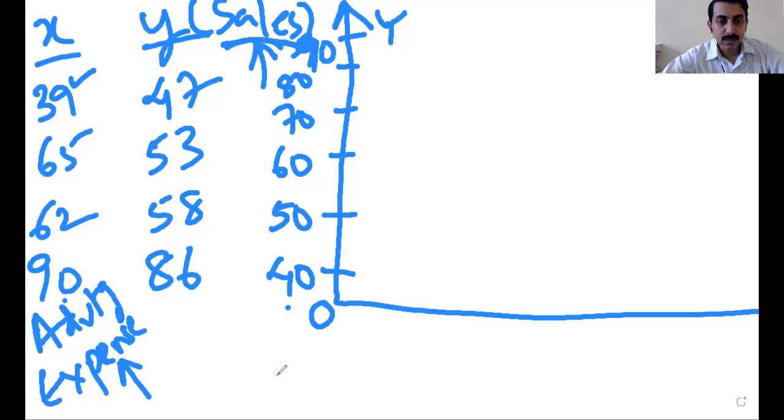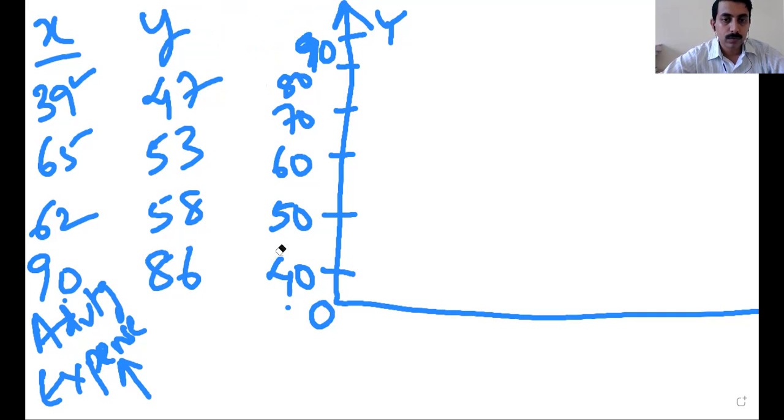Correct? Done. The y-axis, anyway, doesn't matter. I think we have taken the y value. So the maximum y value is 86, and anyway, we can easily accommodate the y-axis. The least value starts from 47, and here also I have considered the least value as 40. So here also the least value starts from 39.